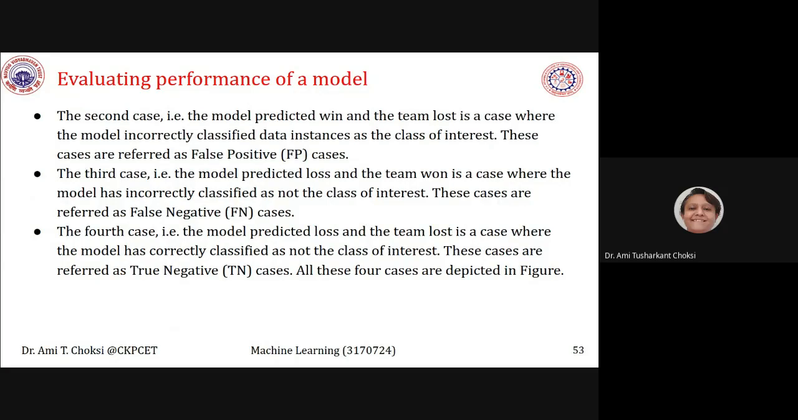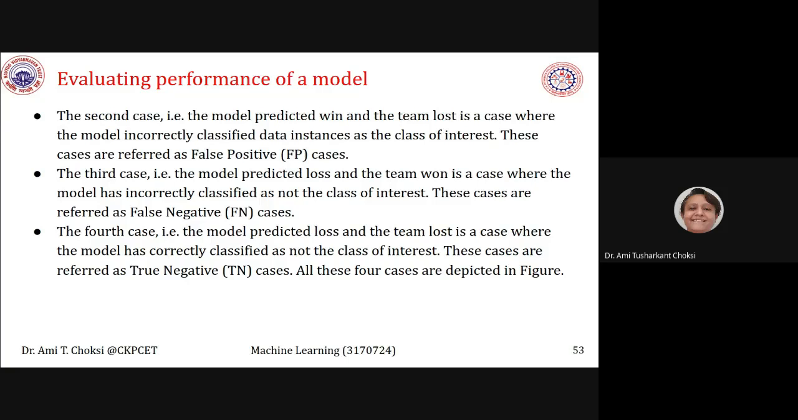The second case, that is the model predicted win and the team lost. That means wrong, right? Wrong cases, or you can say false positive, falsely detected positive, right? Falsely detected the team has won. So what we say is, it is the case where the model incorrectly classified the data instance as the class of interest, right? So that is referred to as false positive.